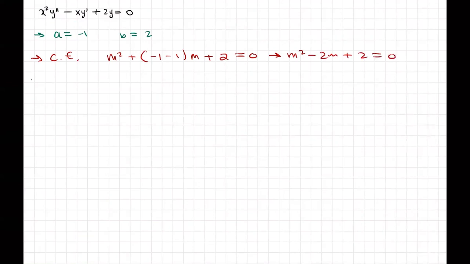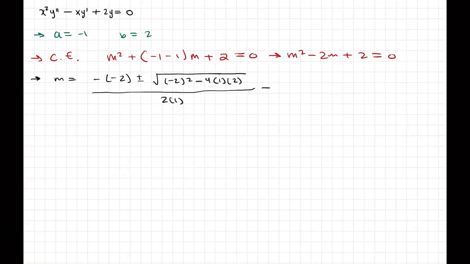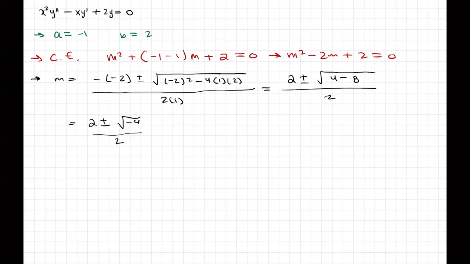We need to solve for the roots. This equation we cannot factor out, so we need to use the quadratic formula. So m is equal to minus -2 plus or minus the square root of (-2) squared minus 4 times a, which is 1, times c, which is 2, all over 2 times 1. Rearranging, we get 2 plus or minus the square root of 4 minus 8 over 2. That equals 2 plus or minus the square root of -4 over 2, which gives 2 plus or minus 2i over 2, and then m1 and m2 equal 1 plus or minus i. Those are the roots for our system.